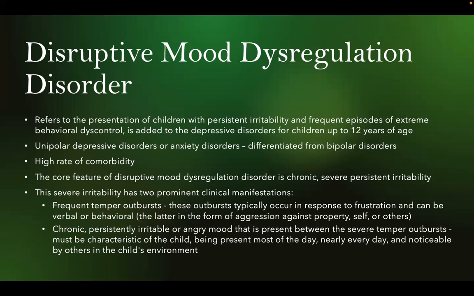So there is severe irritability that has two prominent clinical manifestations. The first is frequent temper outbursts. These typically occur in response to frustration and can be verbal or behavioral. And then a chronic, persistently irritable or angry mood that is present between the severe temper outbursts. This mood should be characteristic of the child, present most of the day, nearly every day, and noticeable by others in the child's environment. Again, that persistent irritability is a differentiating feature with DMDD.